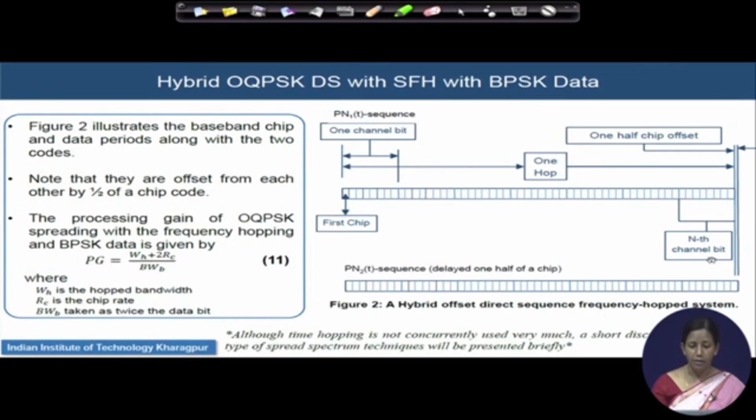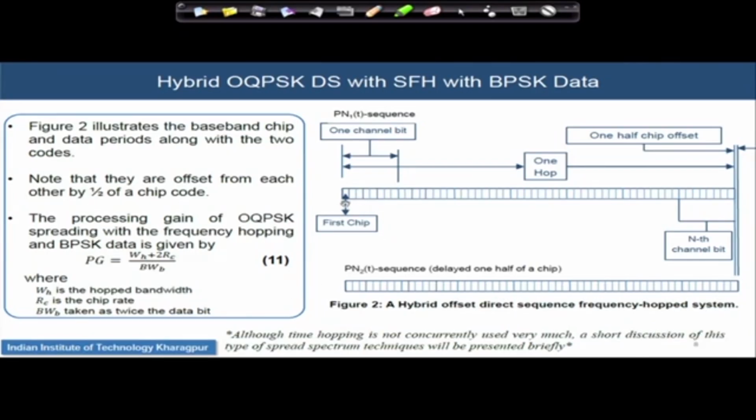This is the hybrid orthogonal QPSK based direct sequence with slow frequency hopping with BPSK data modulation, shown combined here. See, this is my PN1 sequence, which is the in-phase sequence for spreading. This is my PN2, the Q-phase sequence for spreading. Though they are generated simultaneously, it is very hard to keep both of their phases exactly the same, highly synchronized, and in this situation we are seeing that there is a delay of half a chip between both of them.